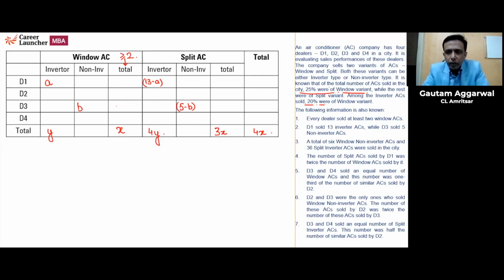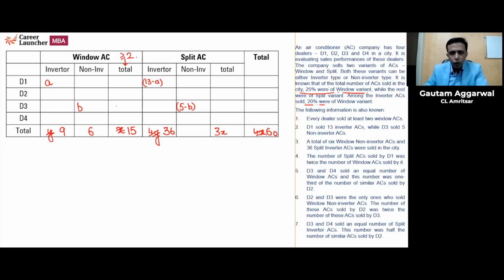But then the next information makes things a little simpler for us. A total of 6 window non-inverter ACs was sold. 6 in window and non-inverter. So this has to be 6 for sure. And 36 split inverter ACs. That means this has to be 36. So that made my job a little easier because if 4Y is 36, Y has to be 9. So in window ACs there were 9 inverter and 6 non-inverter. That makes a total of 15 window ACs. If this is 15, this has to be 4 times of this. That would turn out to be 60.